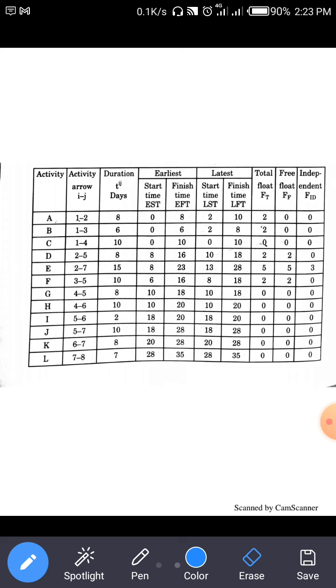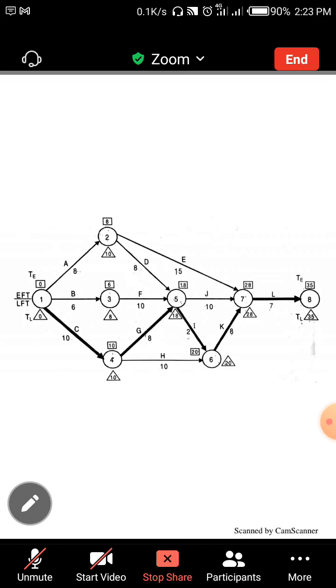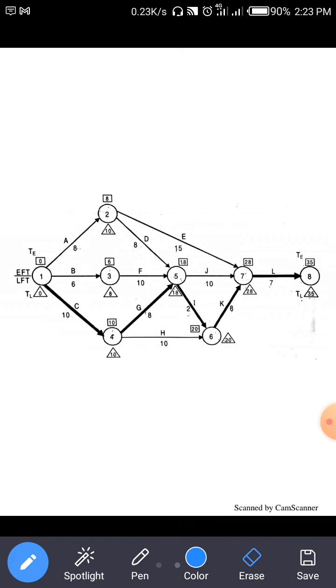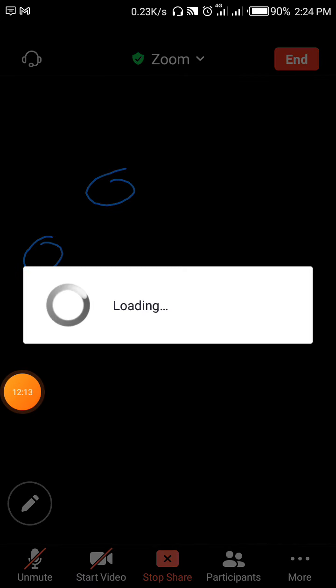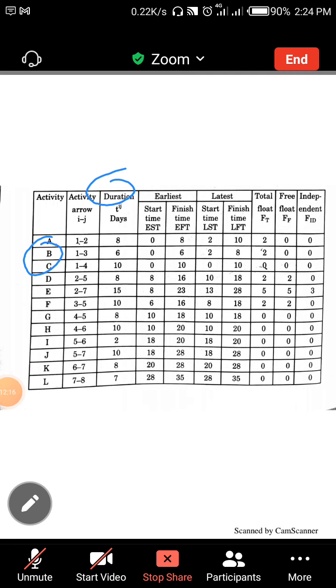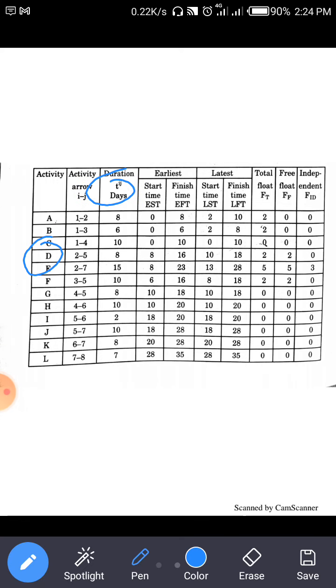Clear? So here first we start from activity A. Activity A, arrow is 1 to 2, and duration 8 is given. So earliest starting time, from the figure you can see, earliest starting time is 0 and earliest finish time is 8. So here we write in a table: earliest starting time is 0 and earliest finish time 8. Clear?